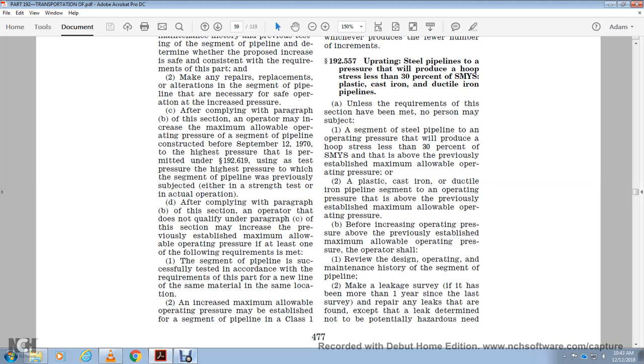An operator who does not qualify under paragraph (c) of this section may increase the previously established maximum allowable operating pressure if at least one of the following requirements is met: the segment of pipeline is successfully tested in accordance with the requirements of this part for a new line of the same material in the same location.